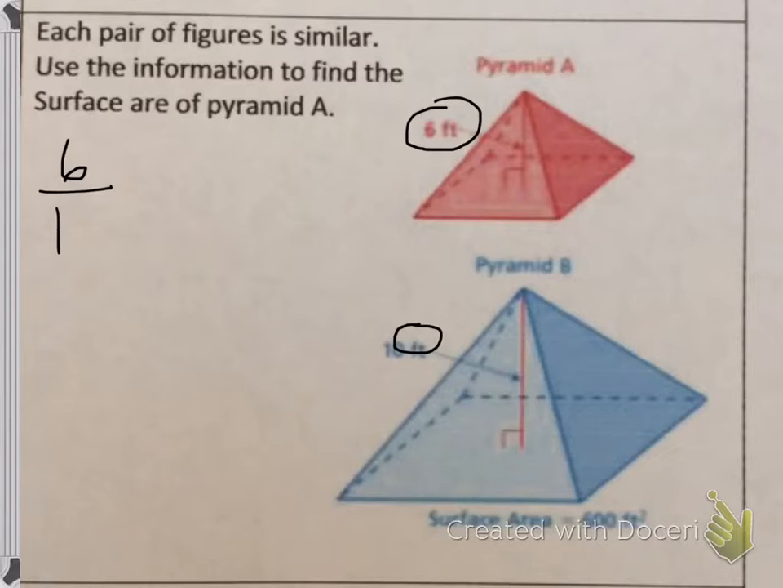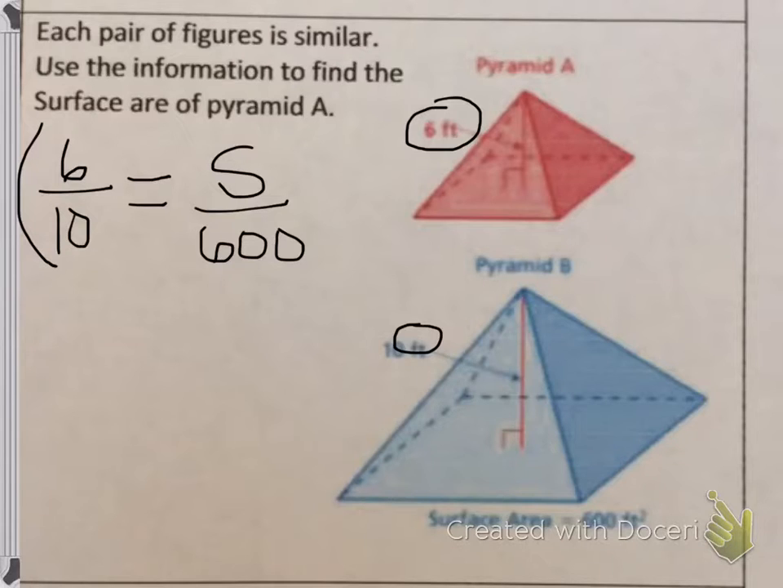So I'm going to go 6 over 10 equals, and then I'm going to talk about surface areas. I know the big one is 600. I'm looking for the small one. I'm just going to put S for surface area.